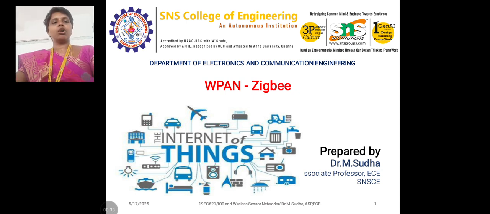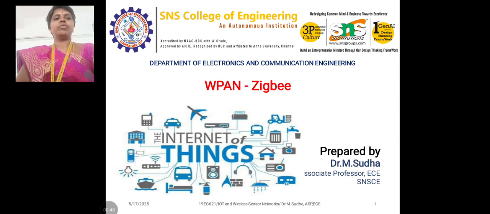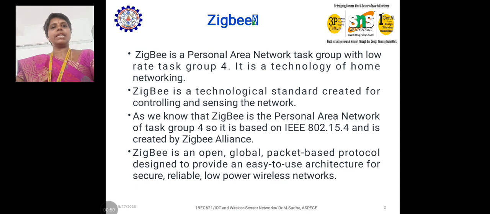about Zigbee. Zigbee is also one kind of wireless PAN technology, which we can say is the next version of Bluetooth, and the range coverage is nearly up to 100 meters. Okay, and we will go to the topic of Zigbee in detail.